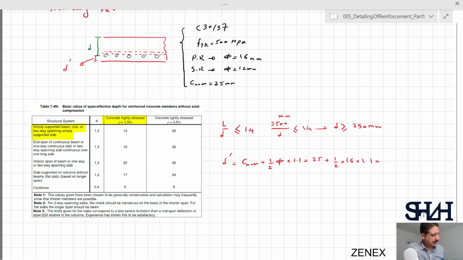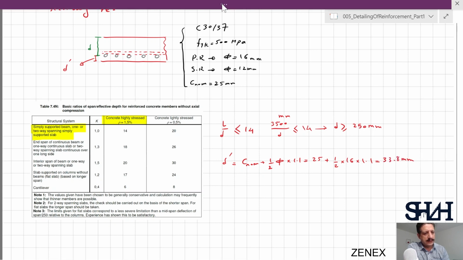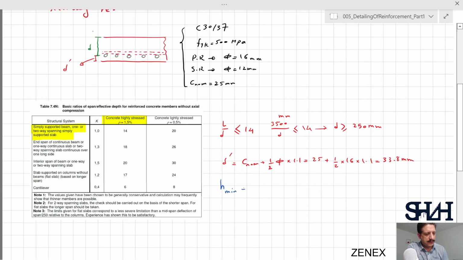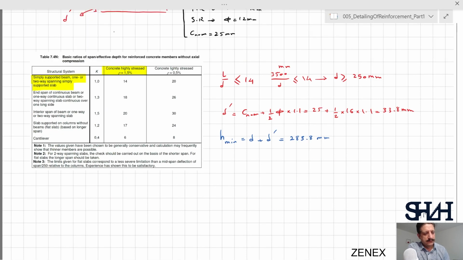25 plus 8 times 1.1 is 33.8. As a result, the total depth, H minimum, is D plus D prime, which is 283.8 millimeter. We can see that the determined height is not practically applicable. 283 millimeter is not something that can be done in reality. So we round it to the next 50 millimeter, so we take 300 millimeter for the height.